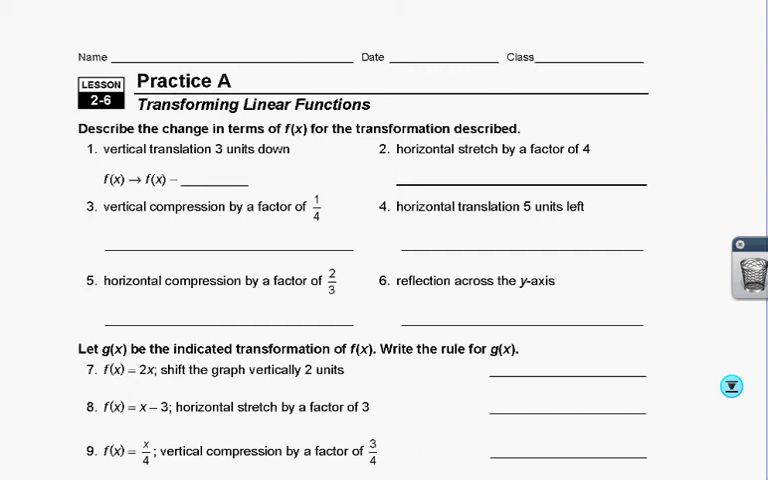Okay, so in working these problems, first of all, they made a mistake here. So what we want to do is we're actually creating a new function, g of x, right? Describe the change in terms. So if our old function is f of x, and they're asked to translate this 3 units down, then our new function is simply the old function minus 3.